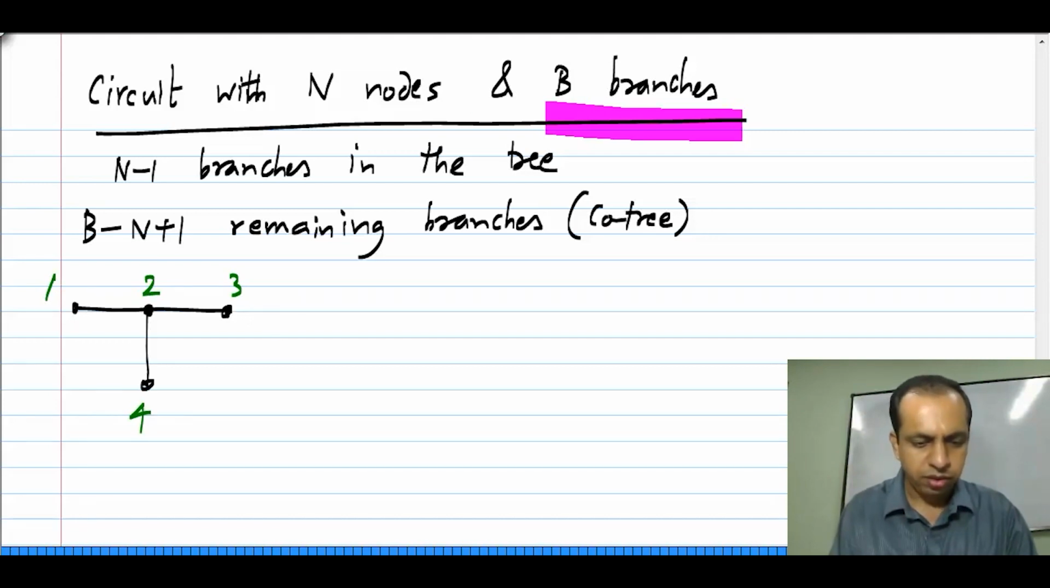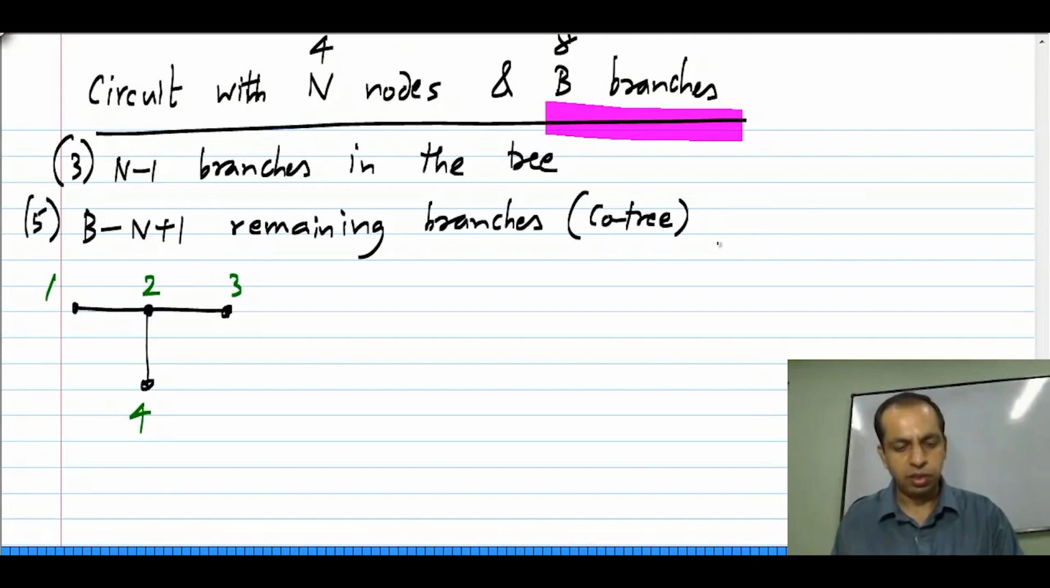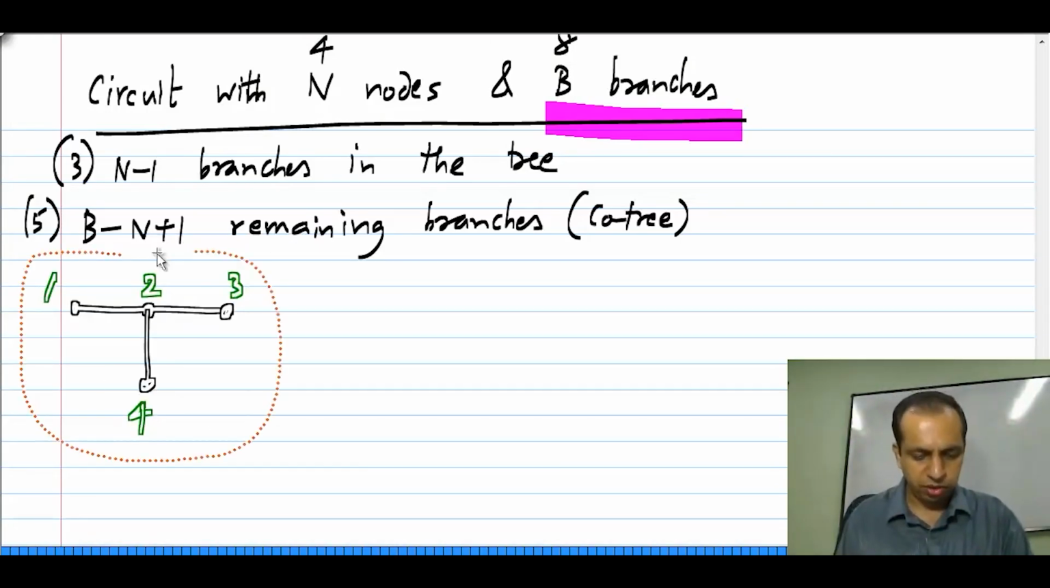So, we had, let me put this down, we had 4 nodes and 8 branches. So, we have 3 branches in the tree and then 5 remaining branches. So, we will have 5 independent loops. That is, we have B minus n plus 1 independent loops and consequently B minus n plus 1 independent Kirchhoff's voltage law equations. Okay. So, just to illustrate this, I will show the loops.